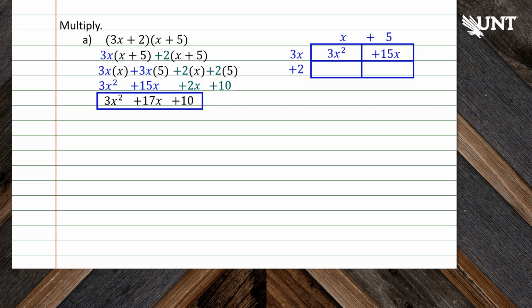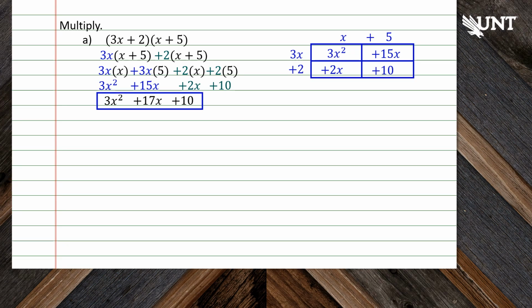So we have simplified or found the area of the first row. Now we look at the second row. The second row has the dimensions of 2 along the left and then x and 5 across the top. Starting in the lower left region, its dimensions are 2 by x. Well, 2 times x is 2x. So we write positive 2x. The lower right region of our box method has the dimensions of 2 by 5. Well, 2 times 5 gives us 10.